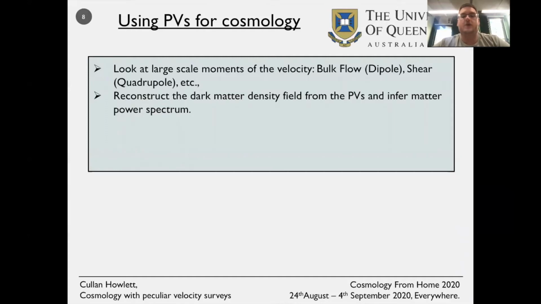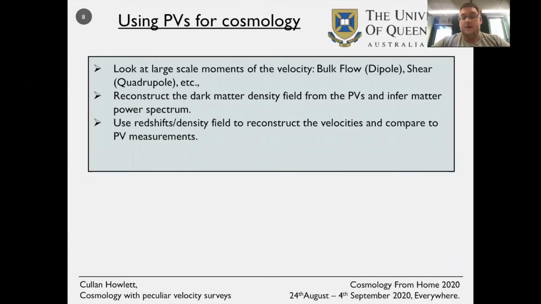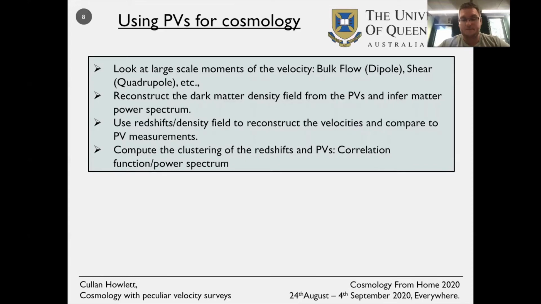We can also try and reconstruct the dark matter density field from the peculiar velocities and infer the matter power spectrum. We can do the reverse. So we can take a redshift survey or some map of the density field, and we can try and reconstruct the peculiar velocities the galaxies would have and compare those to direct peculiar velocity measurements. And so we can iterate on that and tune our reconstruction of the density field to constrain our cosmological parameters. Or we can just compute the clustering of both redshifts and peculiar velocities.